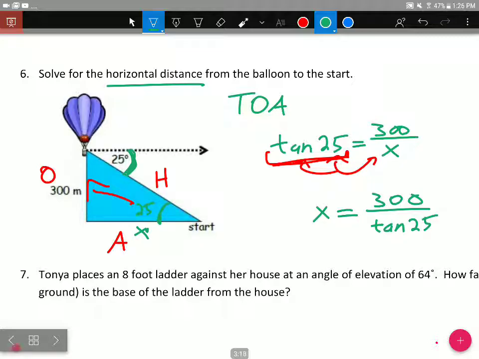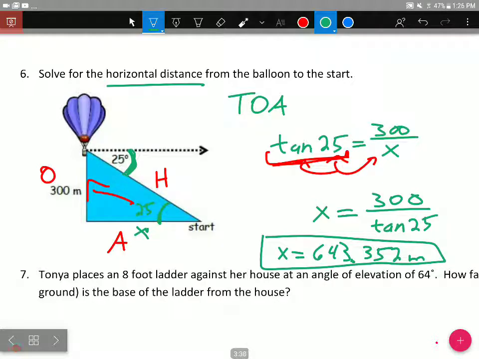All right, so 300 divided by tangent of 25 equals 643 point something. Let's make sure the key does that as well. Yep, tangent equals 643.352. Is it feet? Meters. All right, let's keep rolling.